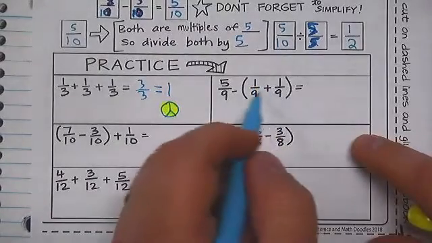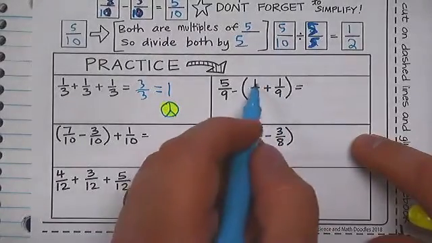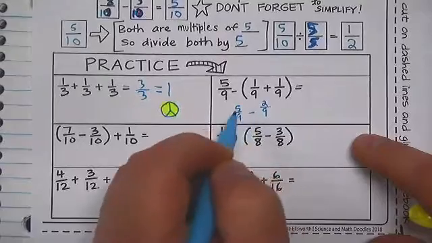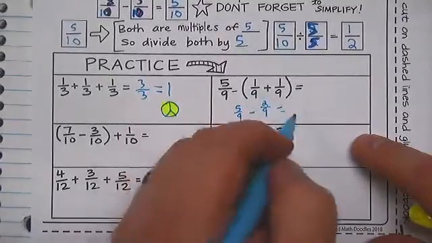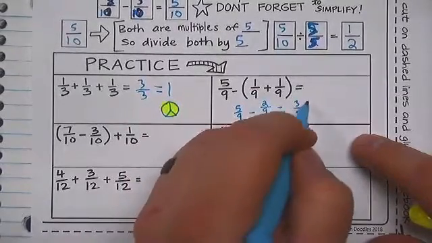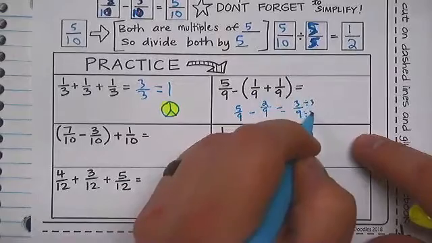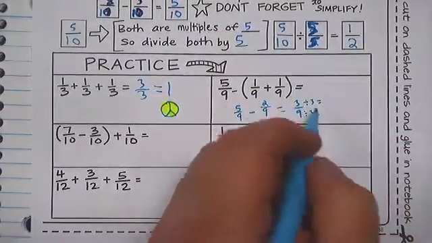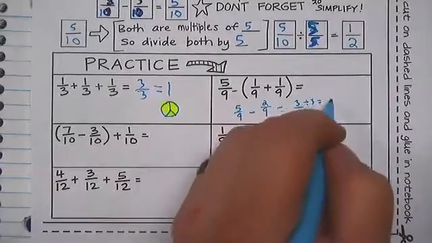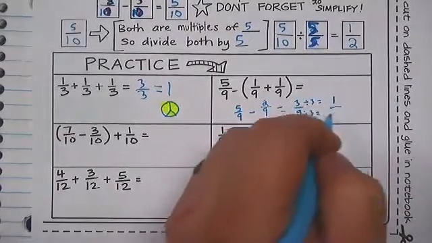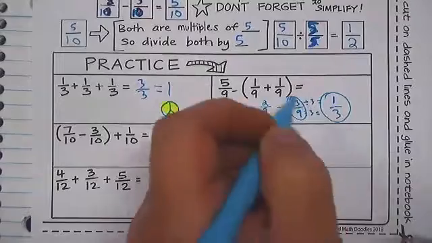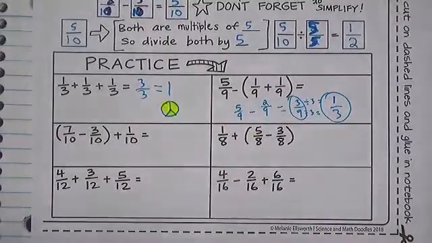Okay, so let's do this one. Here I have this in parentheses, so that's 1, 2, so that's 2/9. So 5/9 minus 2/9 is equal to 3/9. And I can divide both of them by 3 because each of these is a multiple of 3. So 3 divided by 3 is 1, 9 divided by 3 is 3. So 3/9 is the same thing as 1/3.